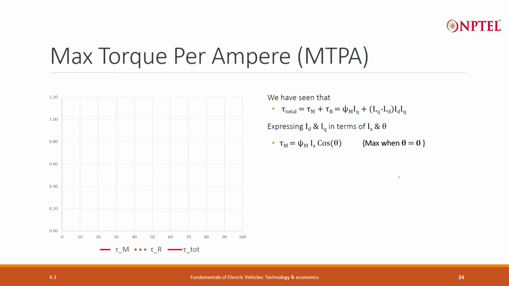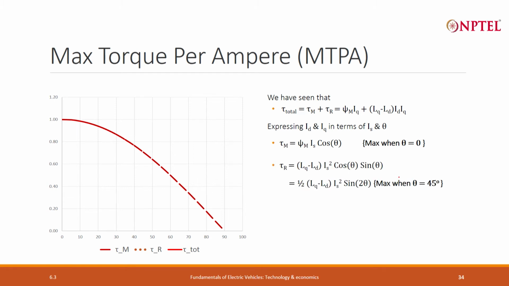If I try to plot what the magnetic torque is with respect to theta, I will get something like this. As theta becomes greater and greater, the magnetic torque will keep falling, and finally, at 90 degrees, the current is in the same direction as the magnetic field. So, I will get no torque at all.